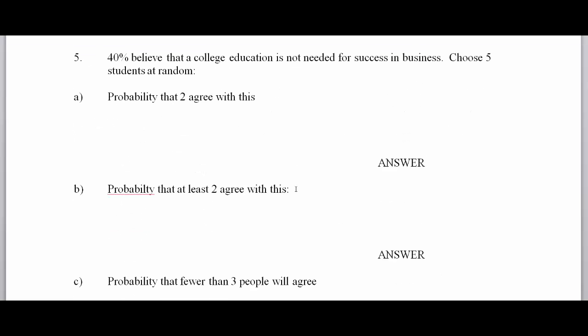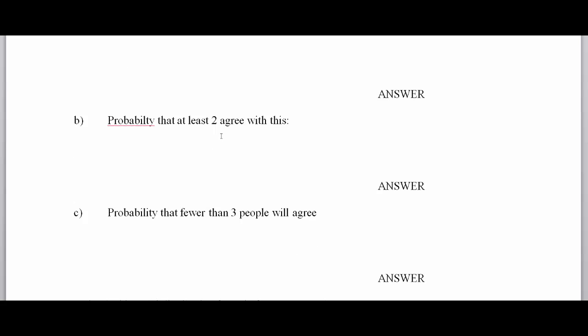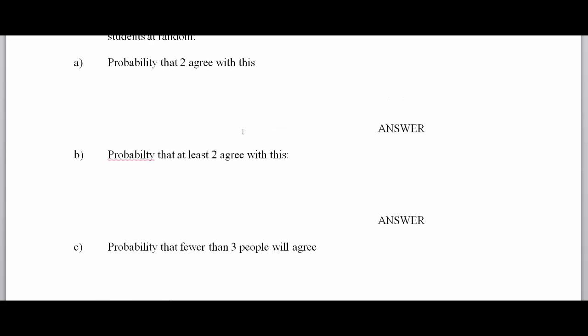40% believe, now this problem here, problem number 5, is going to be for parts A, B, and C. And C I know is right here at the bottom of the screen, so what I'm going to do is probably keep all of this on the same page, but I would like to have you highlight this or write this down on a separate piece of paper if you don't have the worksheet in front of you, because I'm going to move this and obscure this. 40% believe that a college education is not needed for success in business. Now we're going to choose 5 students at random and see what is the probability that 2 people agree with this statement. Okay, that looks like it's the best way to fit this here.